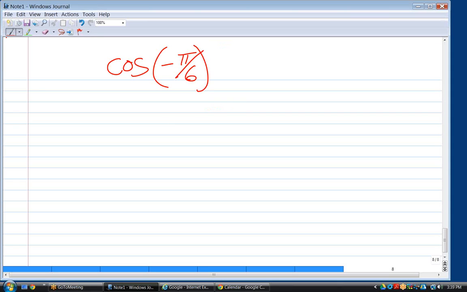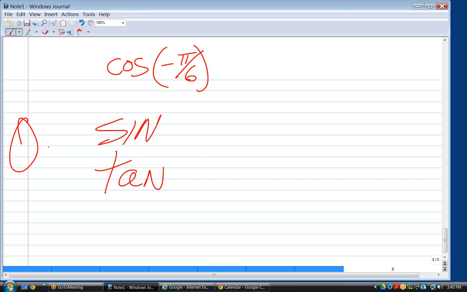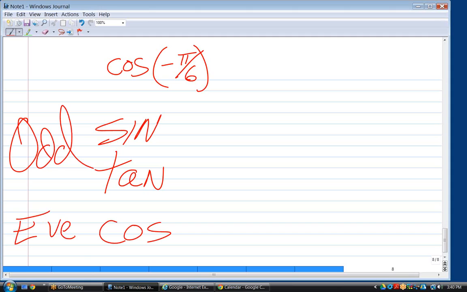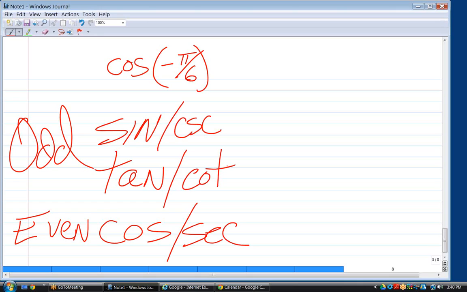Now, it's also important to know which trig functions are even and which trig functions are odd. Sine and tangent are odd. Cosine is even. Their reciprocals are the same. In other words, the reciprocal of cosine is what? The reciprocal of cosine is secant. So cosine and secant are even. Sine and cosecant and tangent and cotangent are all odd. So all four of these are odd.